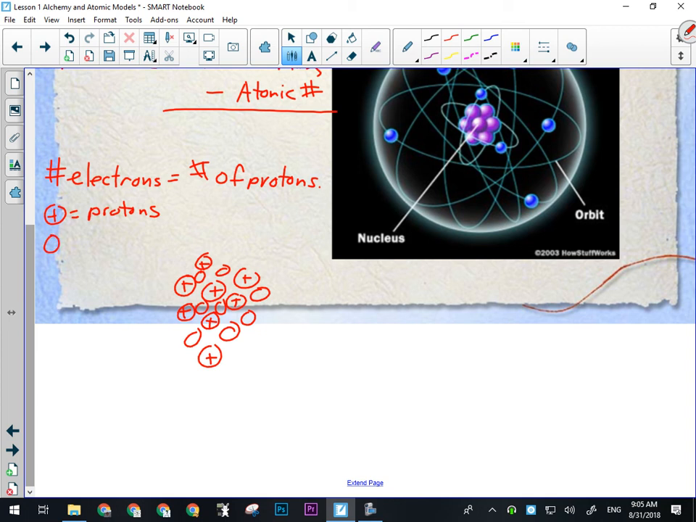And then I would write that this is a neutron. For the electrons, how many of them are there? There are 8. So this is what I would do since we're drawing the electron cloud.